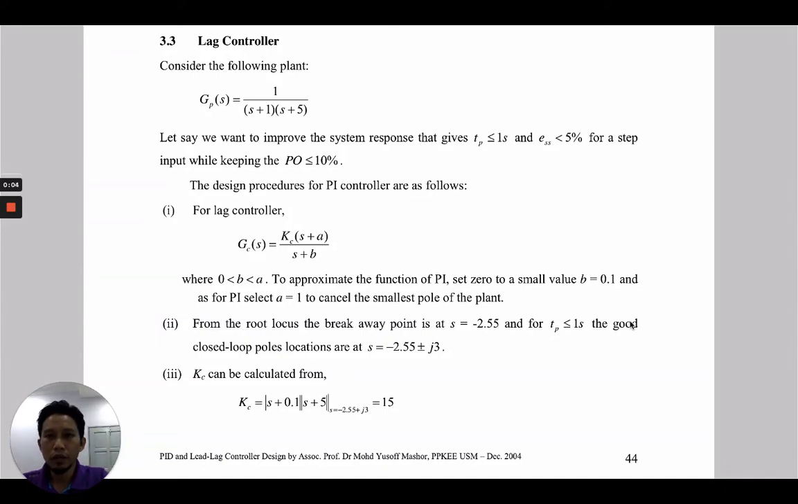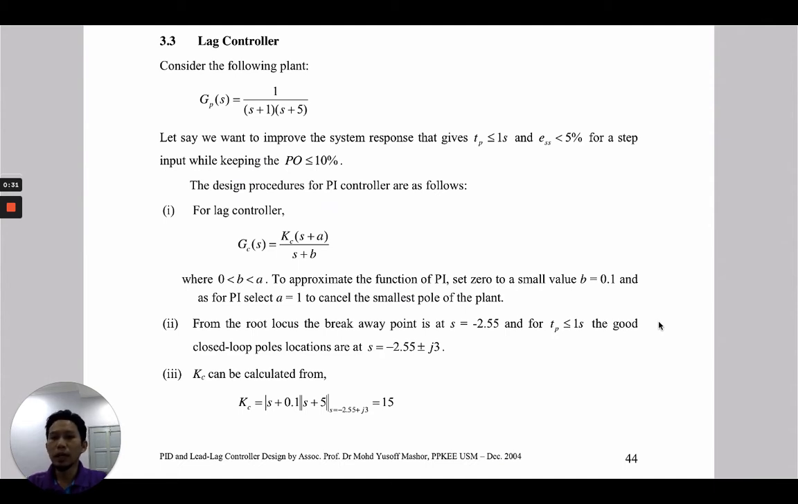We will continue our lecture with lag controller. Okay, let's learn about the lag controller using this example. We have the following plant: GP equals 1 over (S plus 1)(S plus 5). Let's say we want to improve the system response to give TP less than 1 second, the steady state error less than 5% for a step input, while keeping the percent overshoot less than 10%.